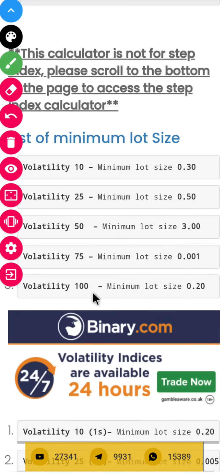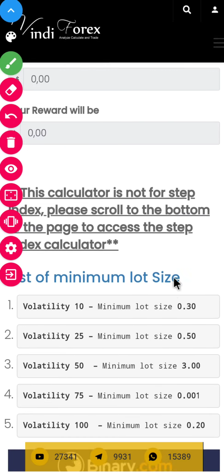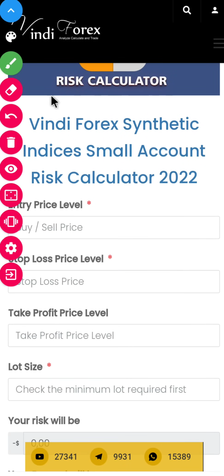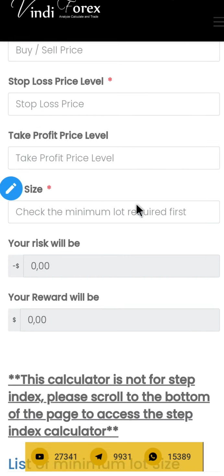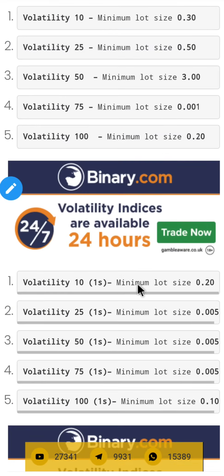See, I've listed the minimum lot sizes for you to check. Not every volatility has the same minimum lot size. Come here, refer to this table. Don't be lazy. That's what I'm saying. If you are lazy to put in some work on this Shandis, this thing is just going to disrespect you by wiping your account every day.